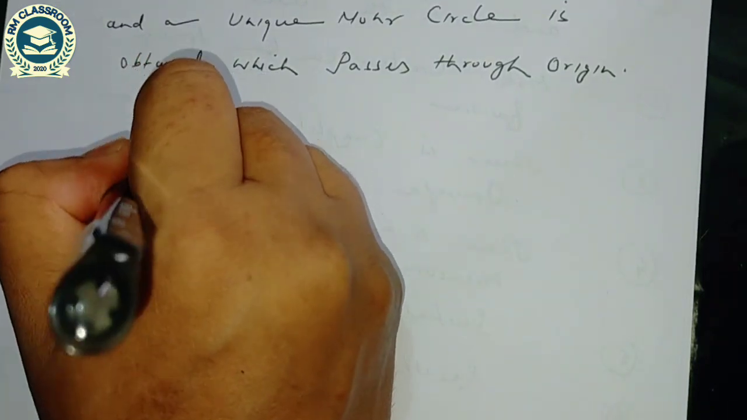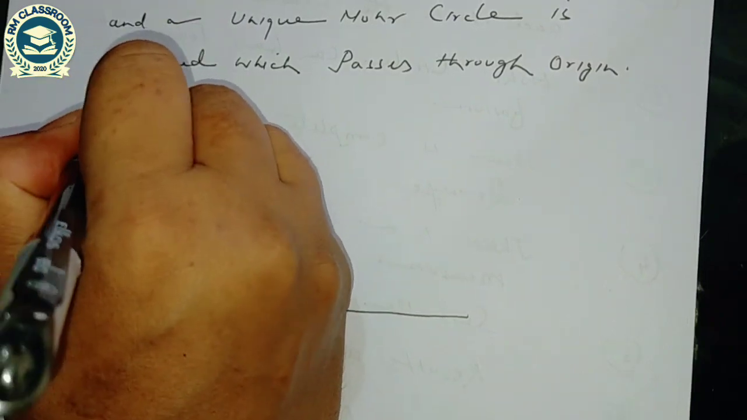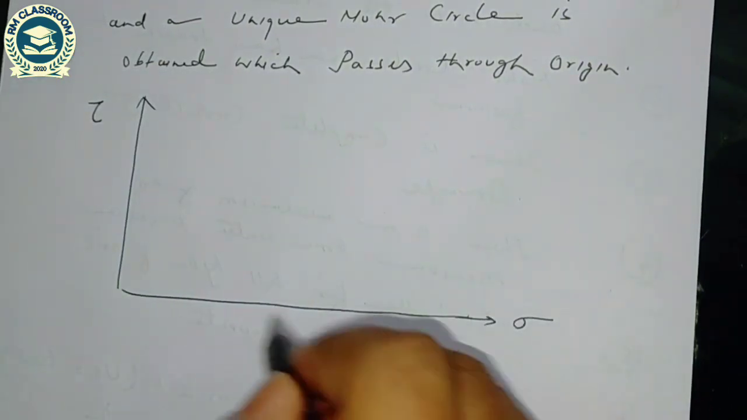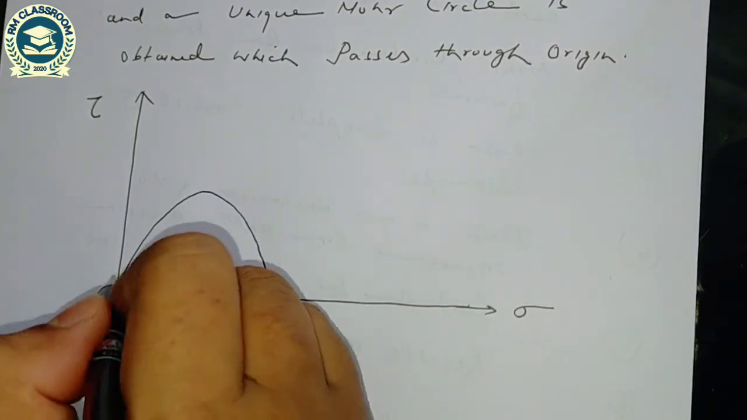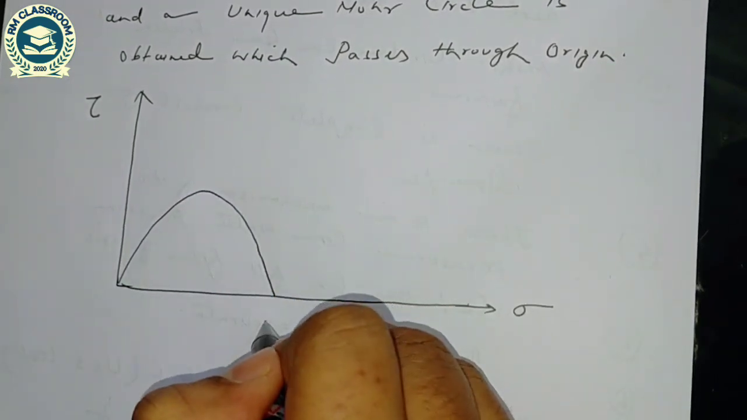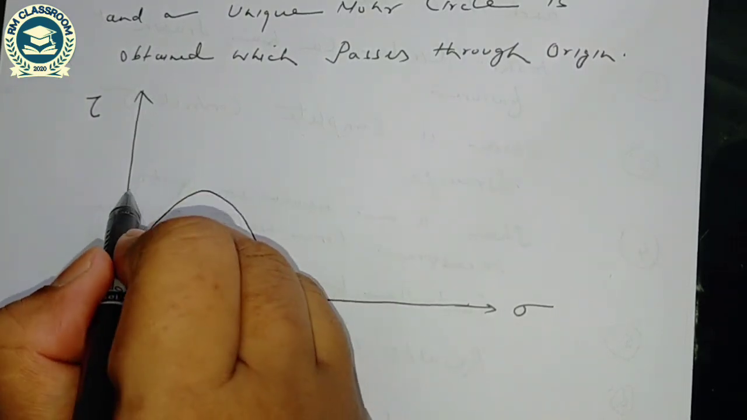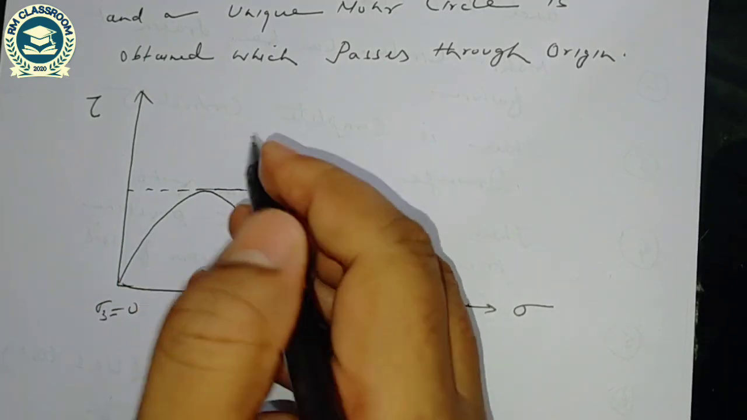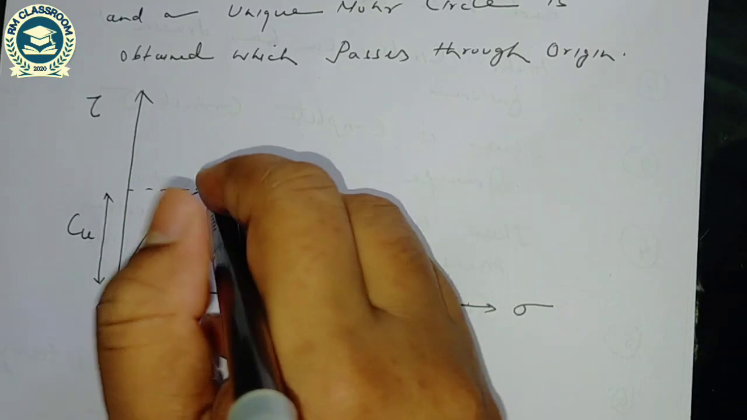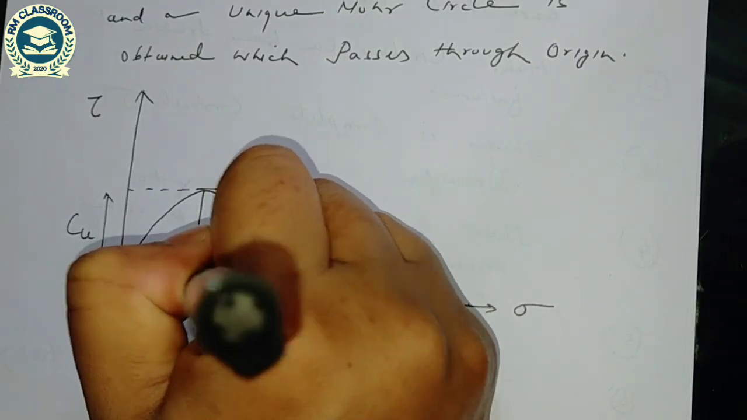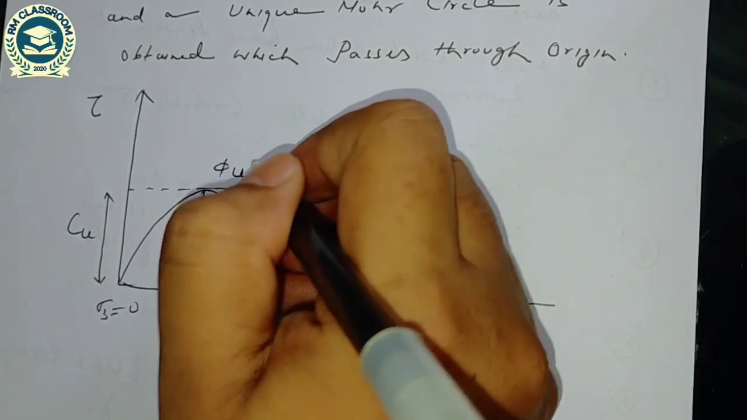So if I draw the Mohr circle for the unconfined compressive strength, the Mohr circle passes through the origin because sigma 3 is 0. This value is sigma 1, sigma 3 is equal to 0, and the intercept is the undrained cohesion, phi u is equal to 0.